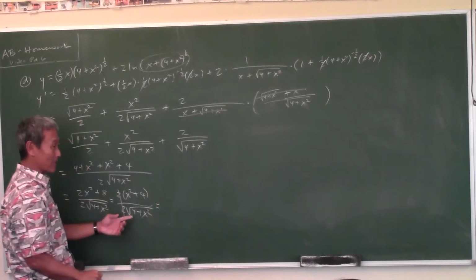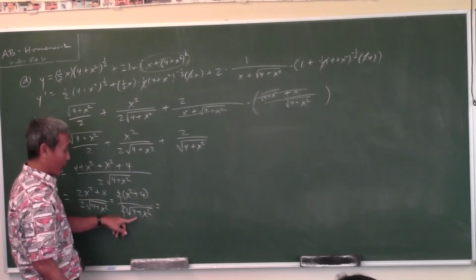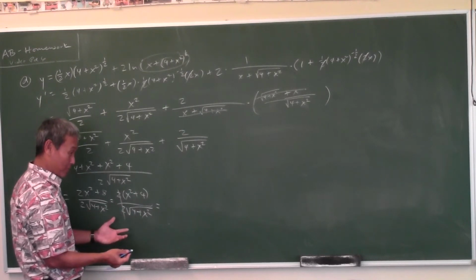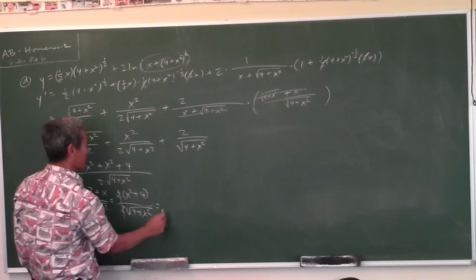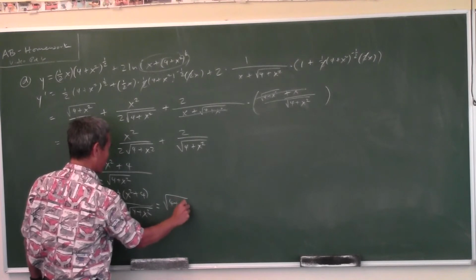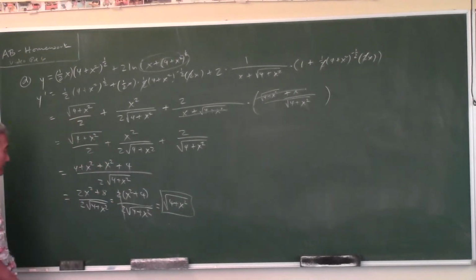We talked about this in class. x squared plus 4 over (4 plus x squared) to the half, subtract exponents and you get the square root of 4 plus x squared. There you go. Why would you ever put it in the square root?